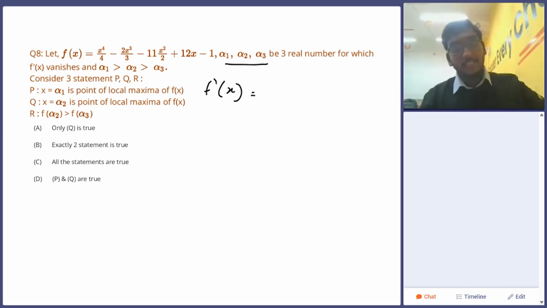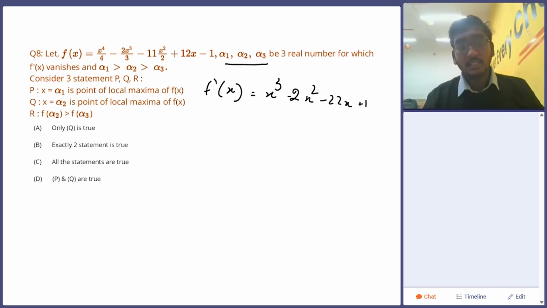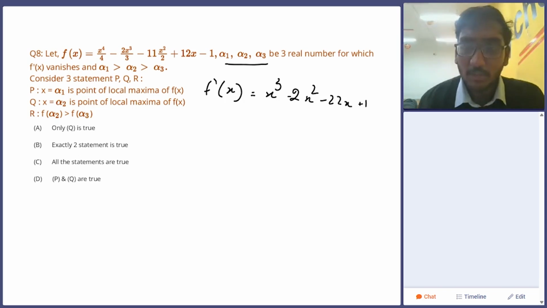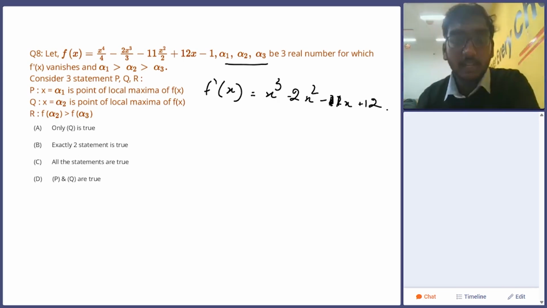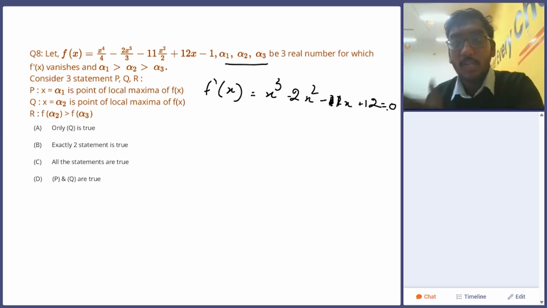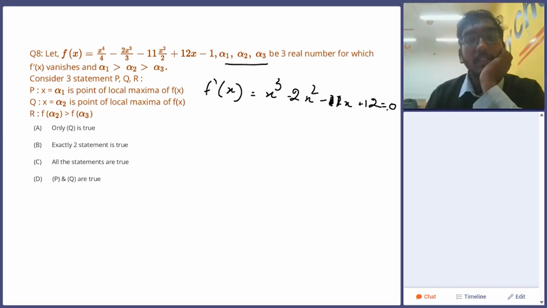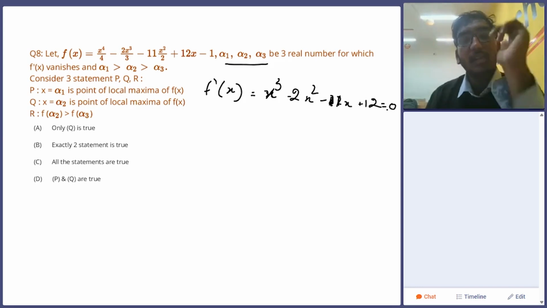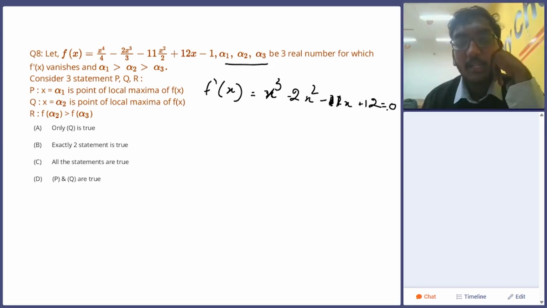So what will be f dash of x? It will be x cube minus 2x square minus, sorry, minus 11x plus 12. This will be the value of f dash of x. If you equate this to 0, you can get the values of alpha 1, alpha 2, and alpha 3. So we have to find the roots by guessing. I can find any one root. I'm keeping x equal to 1 and checking what this equation yields.